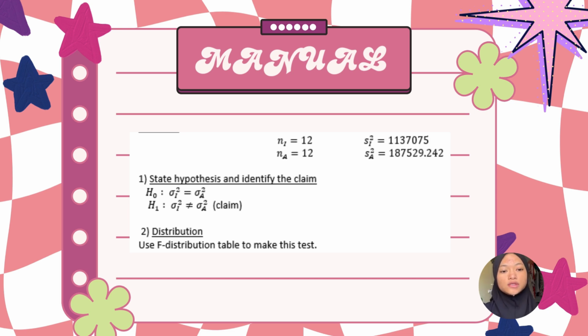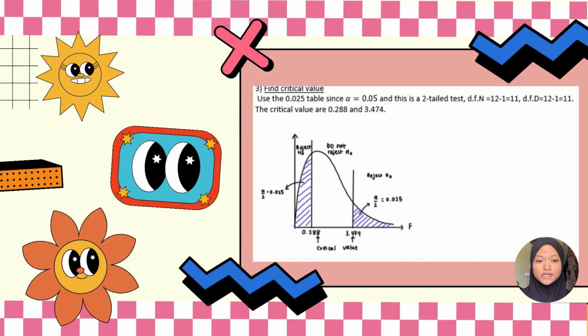In this step, we use the F distribution to make this test because we use the F distribution to compare the variance of samples. Then the third step is to find the critical value. We use the 0.025 table since alpha is 0.05, and this is a two-tailed test because the H alternative we saw previously is different. So this is a two-tailed test. We can find the degree of freedom numerator and denominator by using the formula n minus 1. The number of samples for Android and iPhone is the same, which is 12. So the degree of freedom for both is the same, which is 11.